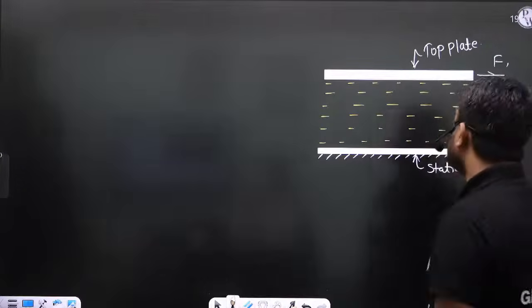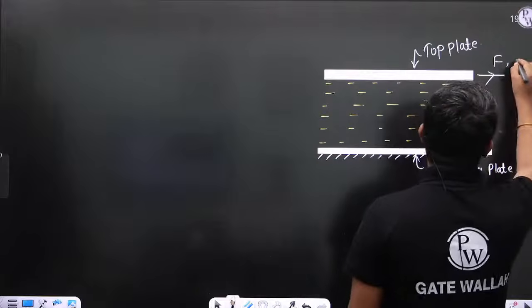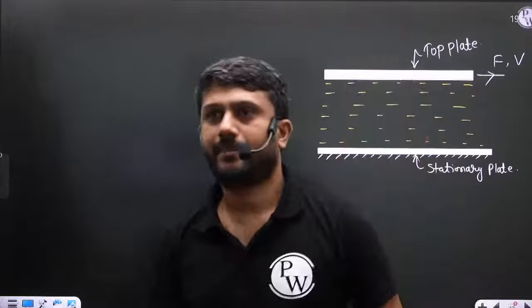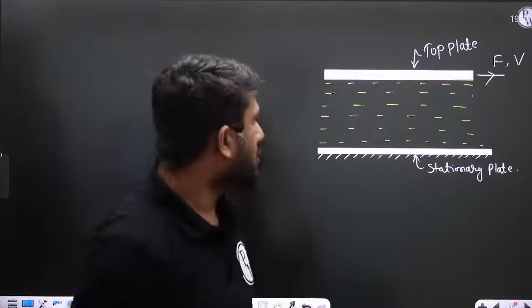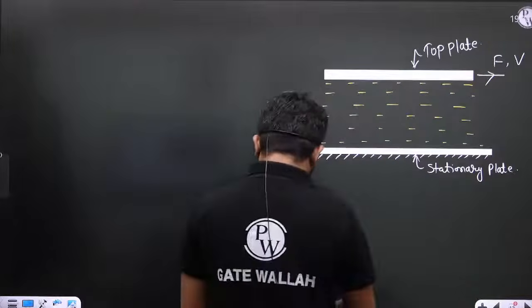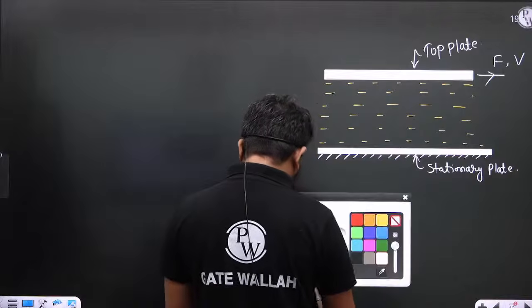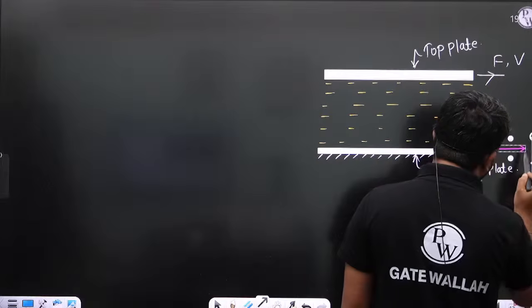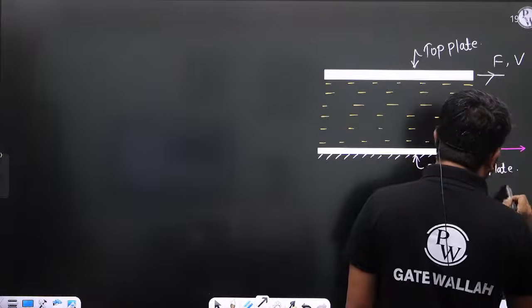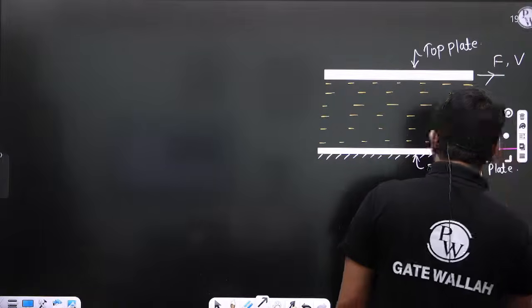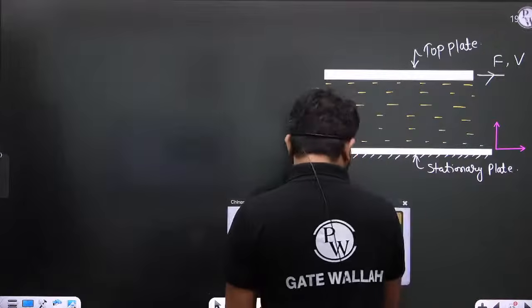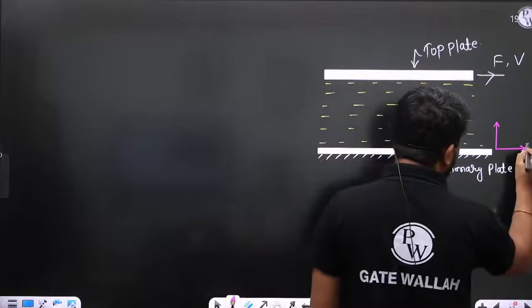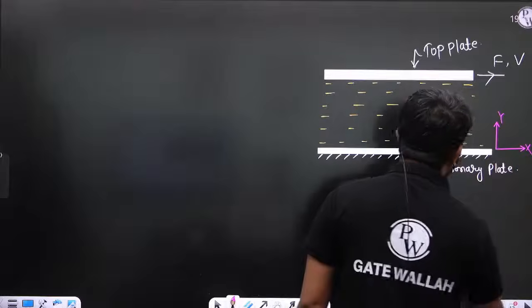And because of this shear force, what is the velocity of the top plate? Let us consider the velocity of the top plate is V, right? Now let's draw the coordinate system. So this is the x-axis and this is the y-axis.